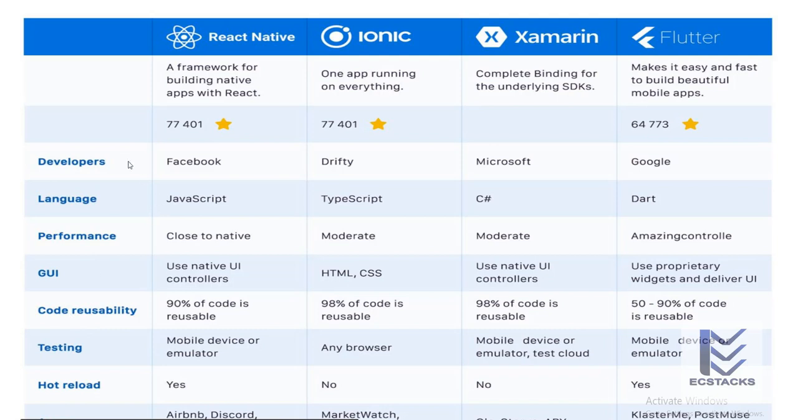The code reusability of React Native is 90%, Ionic is 98%, and Xamarin is 98%, while Flutter is 50 to 90% of the code.